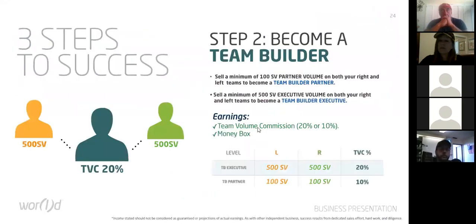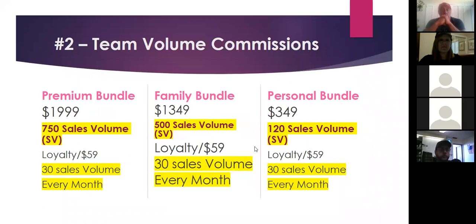So this recaps it, okay? We talk about this when we do the opportunity meeting. In order to become a team builder, if you get 1 on the right, 1 on the left, and they both do 1 helo, you're at 10%. 1 on the right, 1 on the left, they both buy a family pack, you're at 20%. Okay? So, team volume commission.